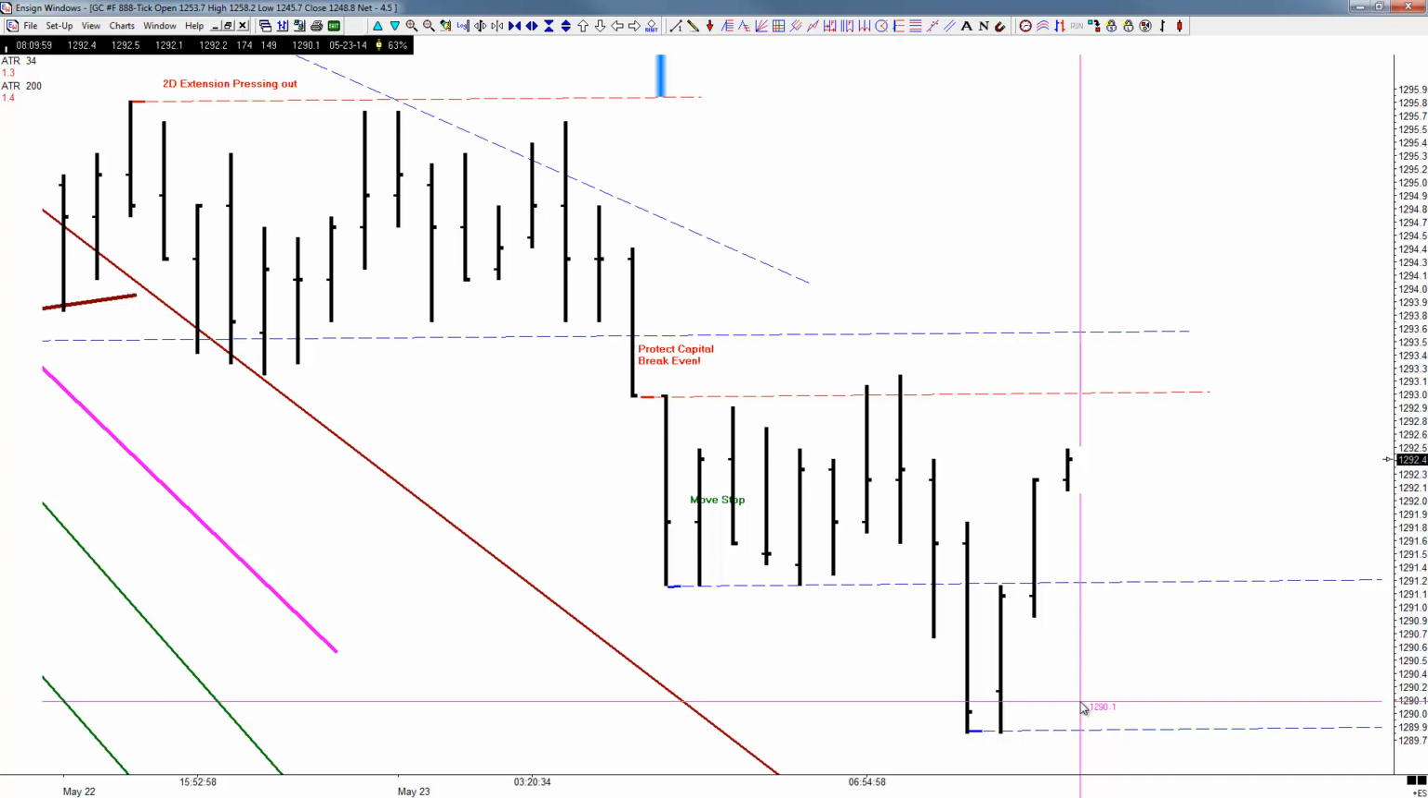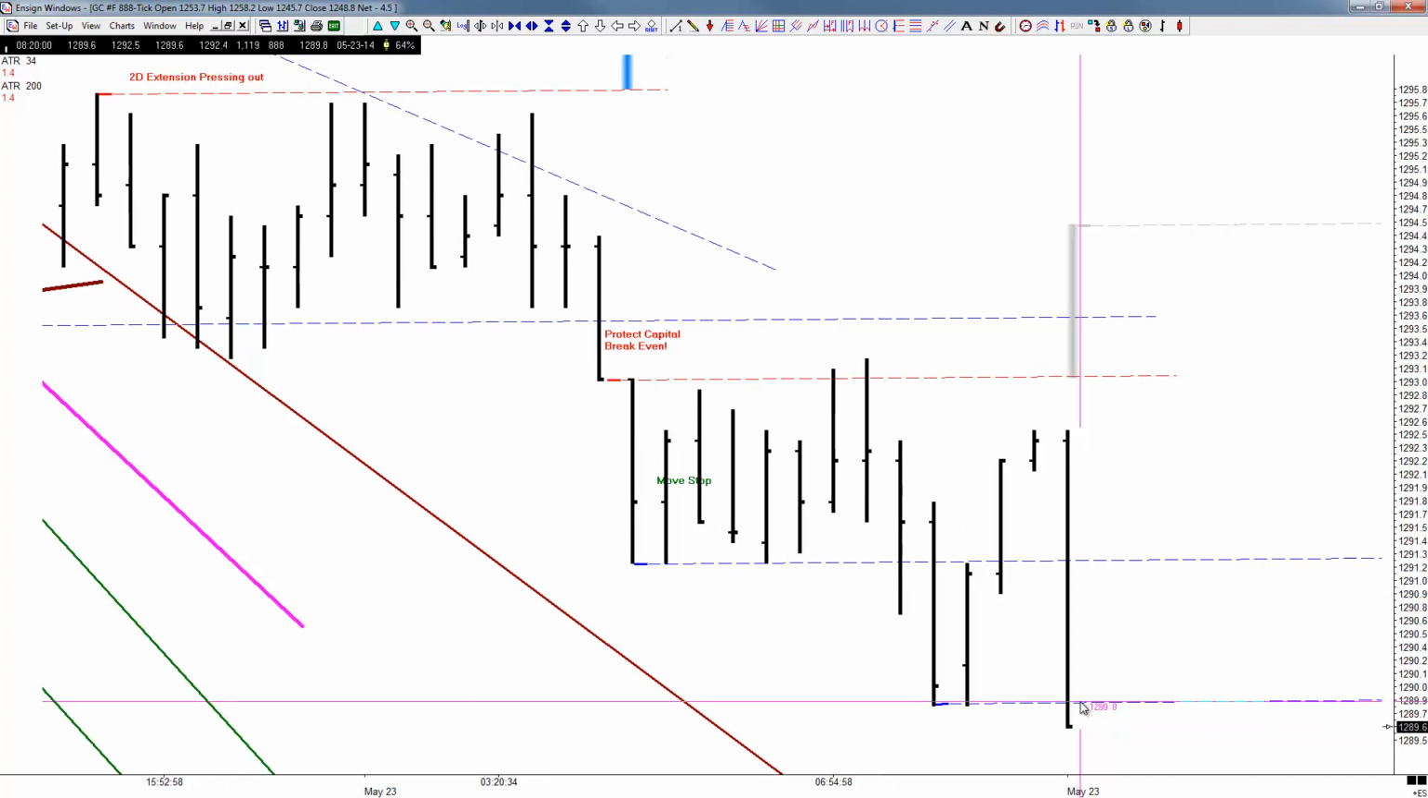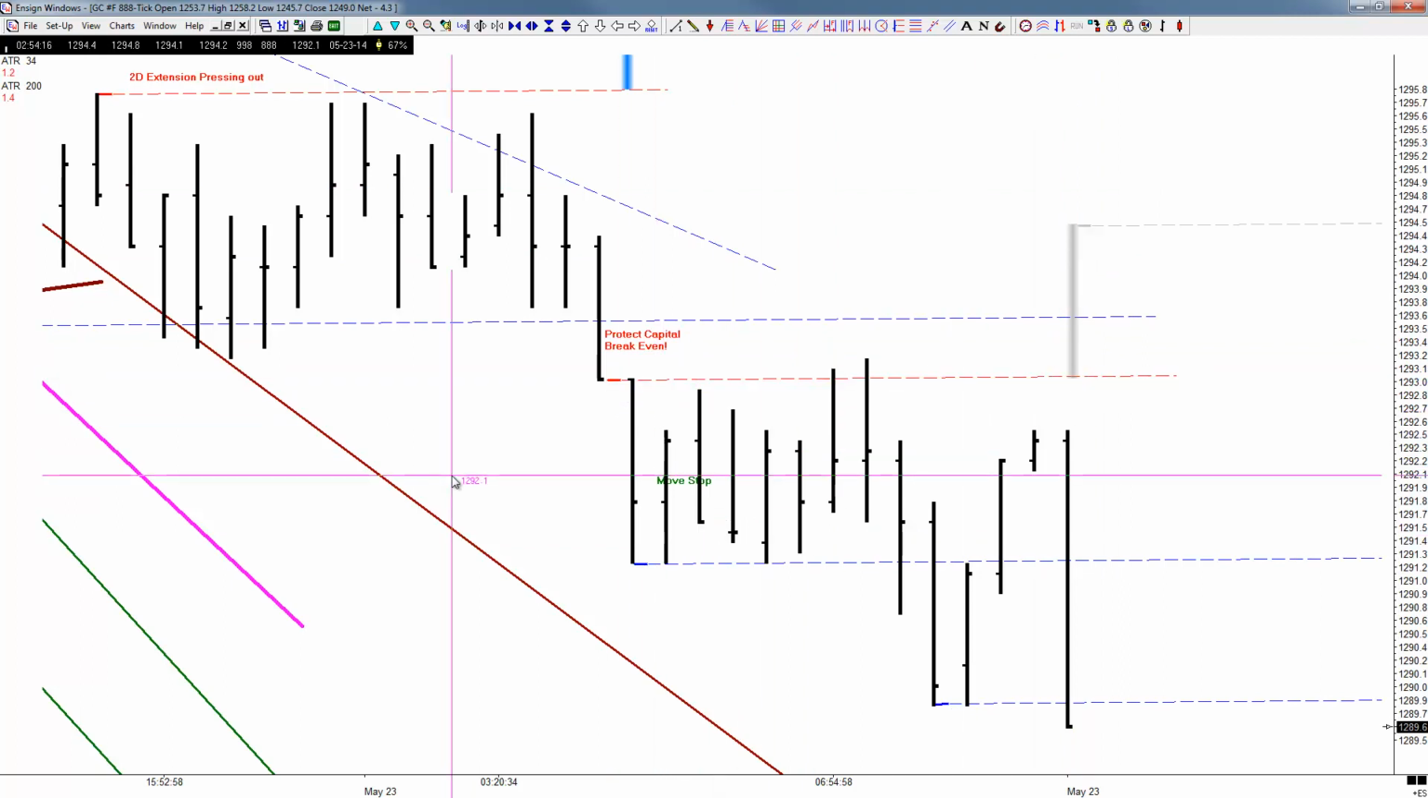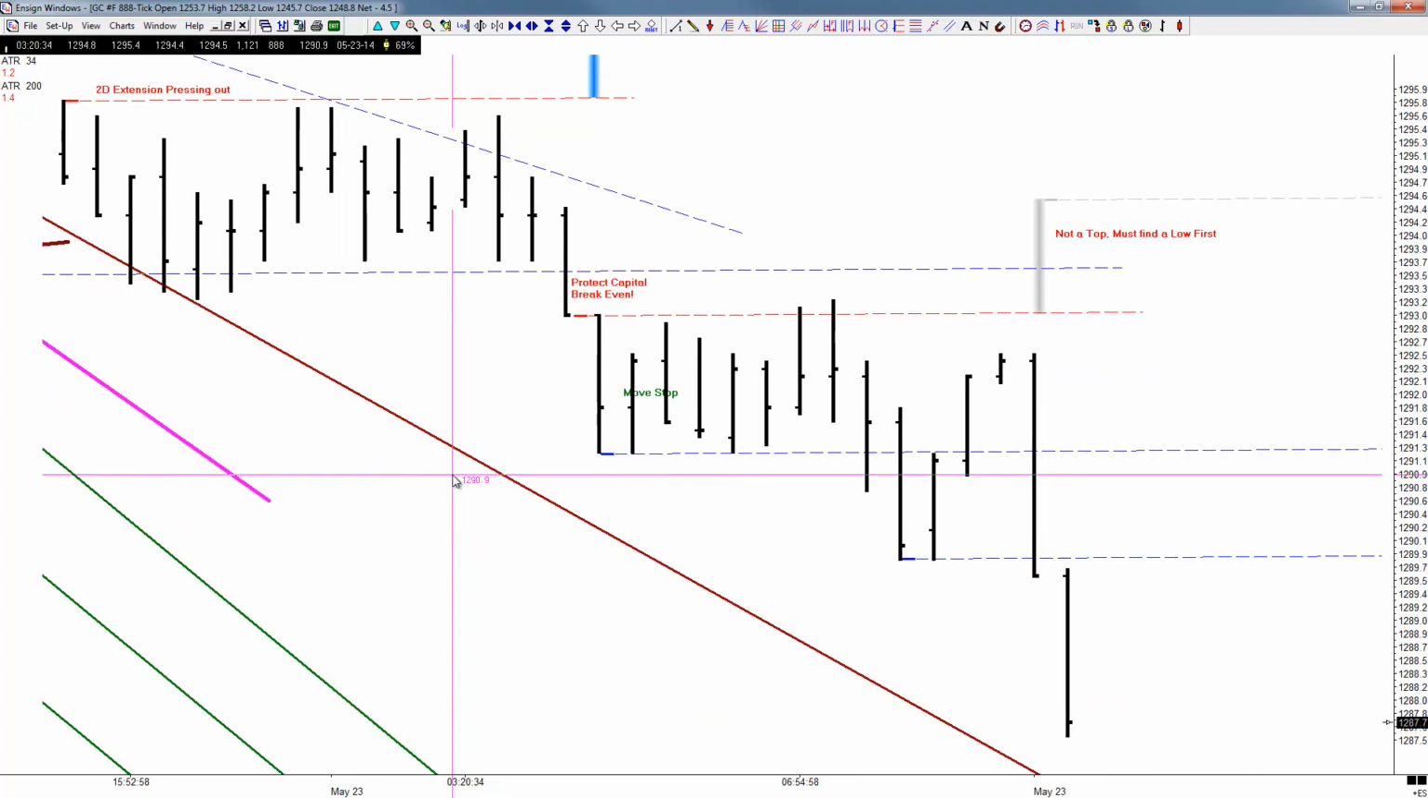Watch what happens. Okay, we broke below this low, so now I'm going to put my 1.5 stop above this high, okay? You with me? This doesn't seem crazy, right? Now, watch. We're still finding a new low. This isn't a top. We're still finding a new low.